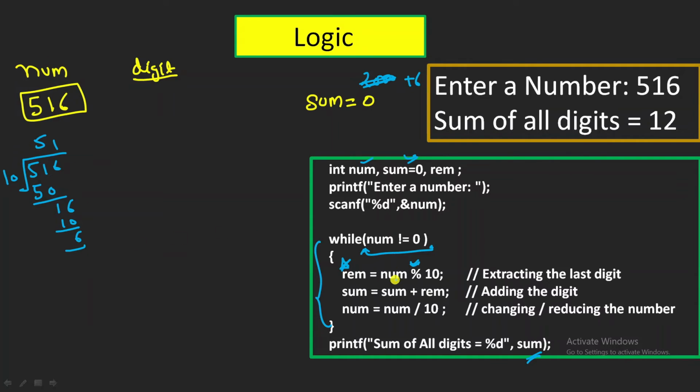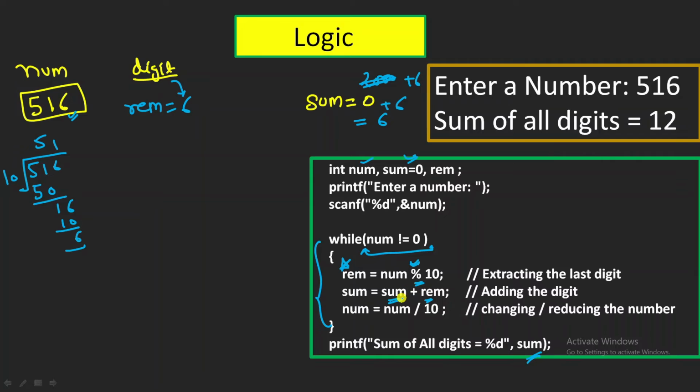So here we are extracting the last digit. We are saying 516 mod 10 and take the remainder. Mod remainder. So remainder will have 6, right? So we have remainder as 6. This last digit we have taken out from this 516. Now we will take this 6 and add it to the sum. So we are saying take the previous sum, that is 0, plus your current remainder, that is 6. So sum is 0 plus your remainder, so it will be 6.